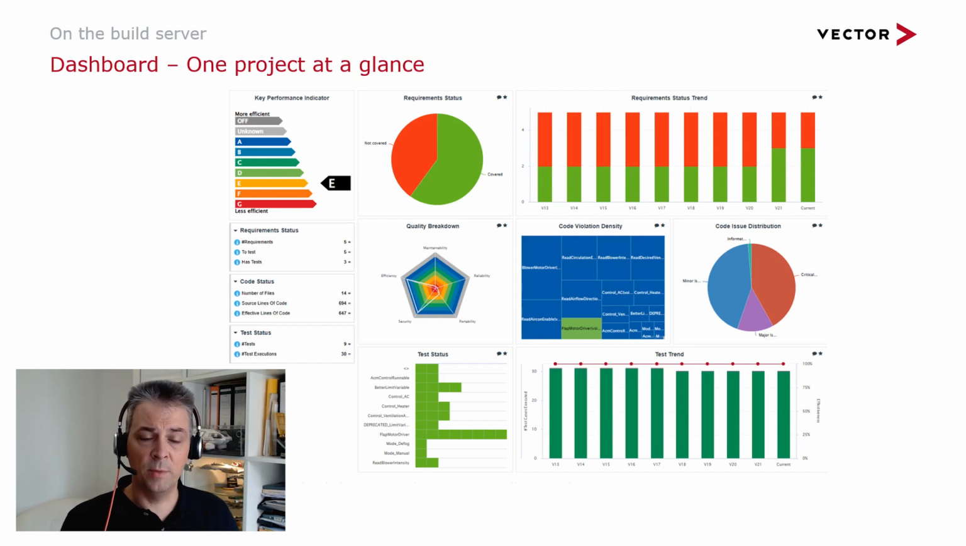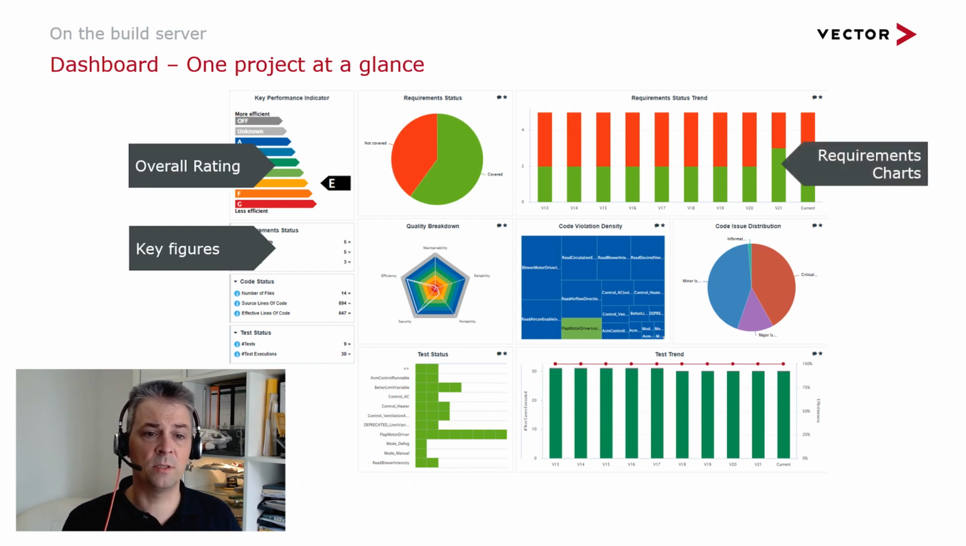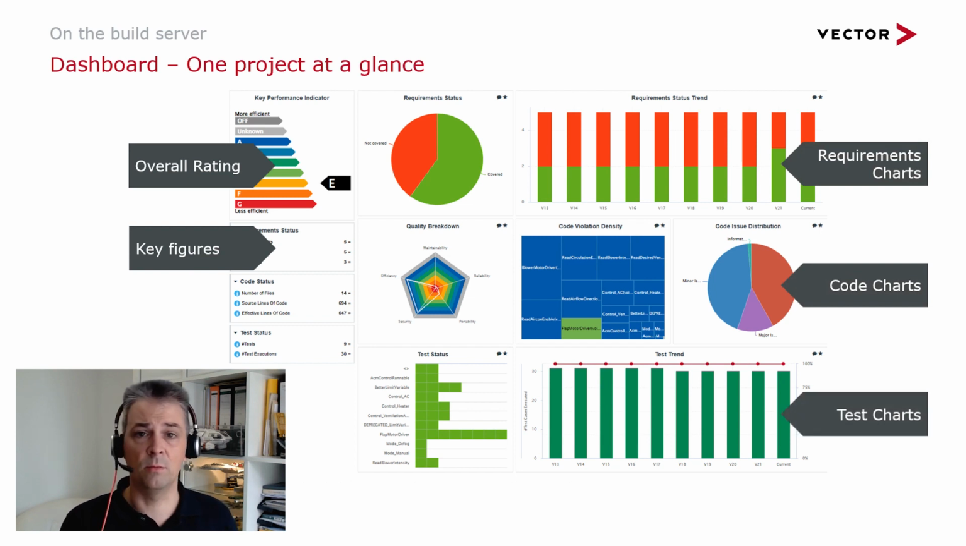And we are not limited to just one visualization at a time. We can also take multiple ones and put them on a dashboard to have the project at a glance. So here we have one example of a project dashboard. We have an overall rating based on the analysis result. We have key figures. We have charts that are related to requirements, to code, and to test. And this can be customized to your needs.